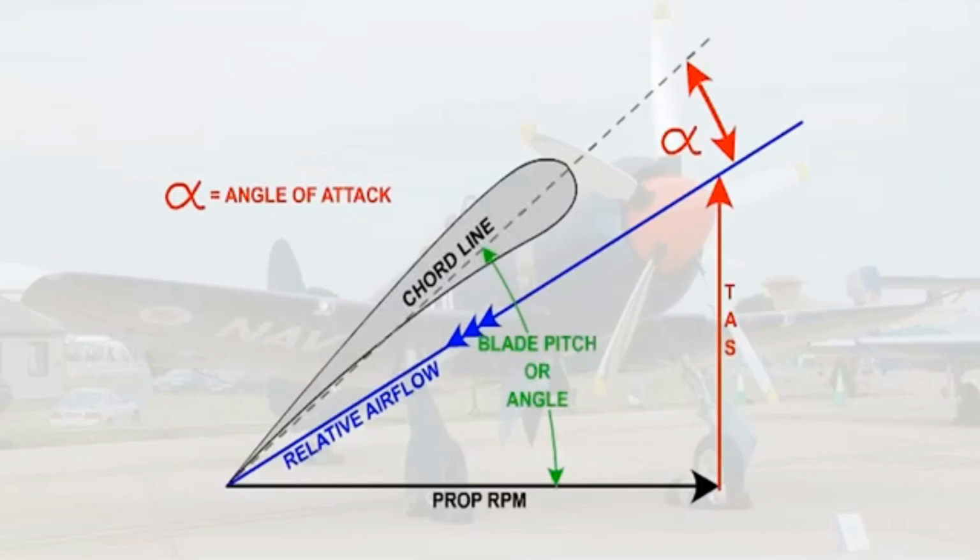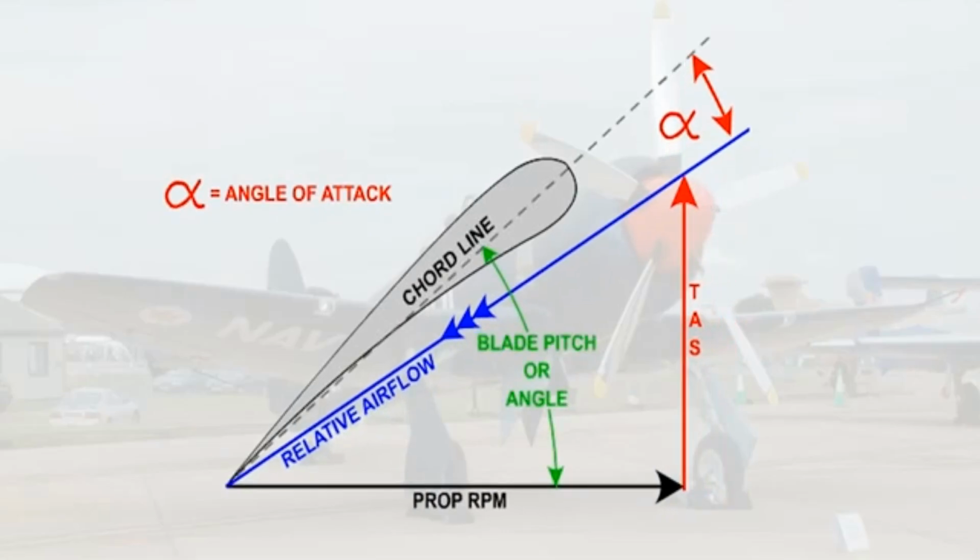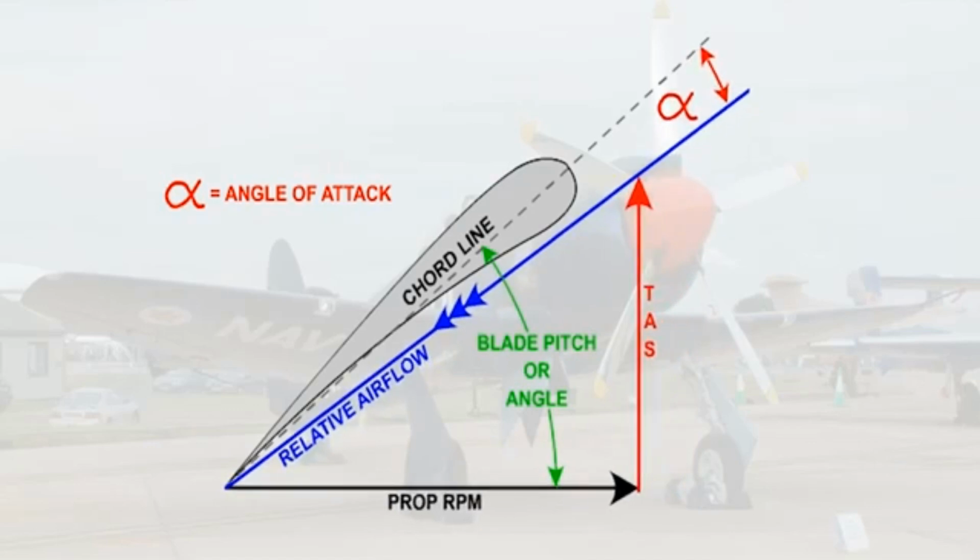Although it definitely has connotations with regard to the wing, angle of attack is also pertinent to the propeller. The angle between the blade chord and the relative airflow is the angle of attack, shown here as alpha. The angle of attack is the result of the propeller's RPM and the aircraft's true airspeed. Notice how the angle of attack changes as the prop RPM changes.